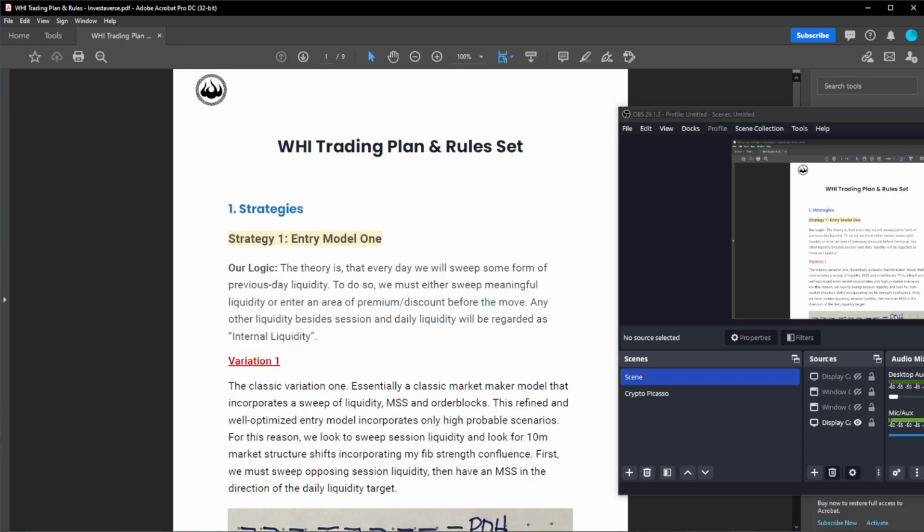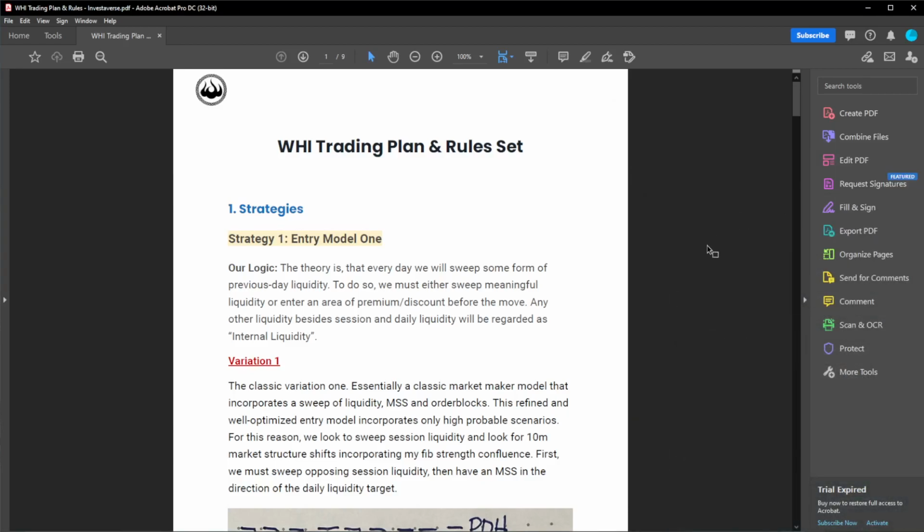Okay, this is a brief overview of the three entry models that I have to offer here. There's entry model 1, entry model 2, and entry model 3. I'm going to go through this document, kind of briefly explaining all three of the models.